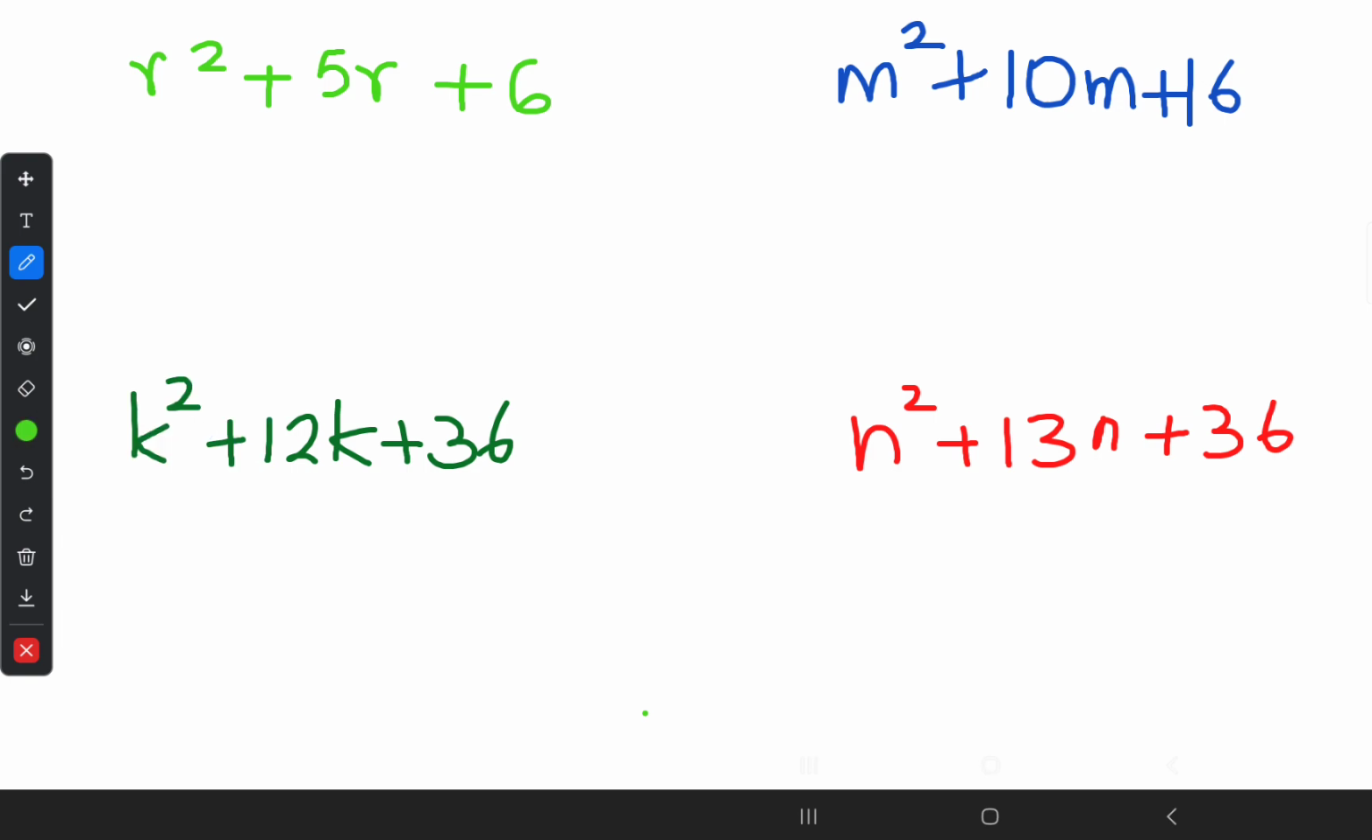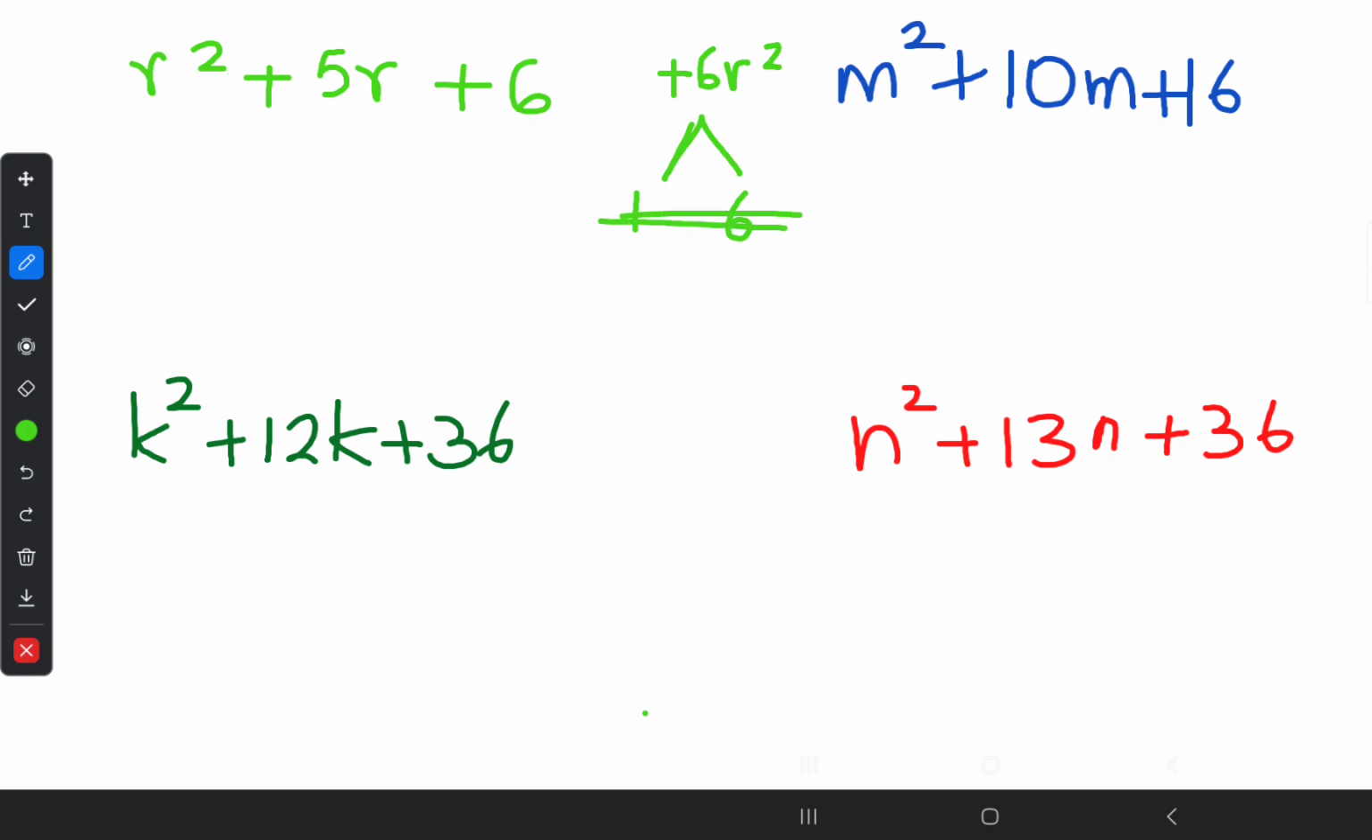For the first question, first of all, what do we need to do according to our previous class? You should multiply the two end members. So when we multiply r square and positive 6, it will give you positive 6r square. Then you should select a possible multiplication pair. So for this, 1 sixes are 6. But when you add 1 and 6, that will not give you positive 5. So we can reject this.